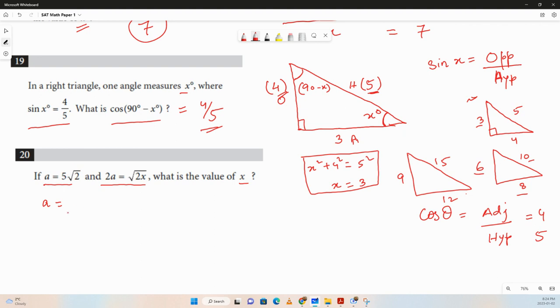So let's say a is given, so a equals to, so if you put 5 inside the root, we have to square 5, right? So basically under root of 2 times 5 square. So 5 square is 25. So 2 times 25. So this is equal to under root of 50.